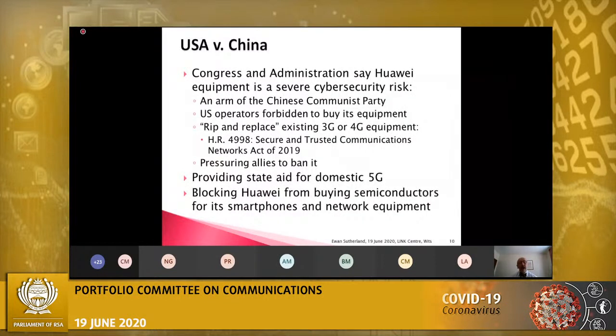The US is also pressurizing some of its allies to ban it, and was the other day threatening to bribe operators in Brazil not to buy Huawei equipment. They are providing state aid for domestic development of 5G, and they are also trying to kill Huawei by blocking it from buying semiconductors.